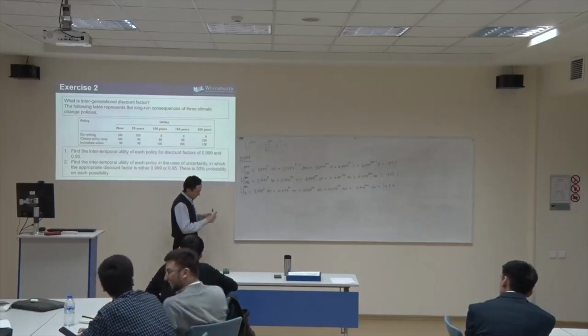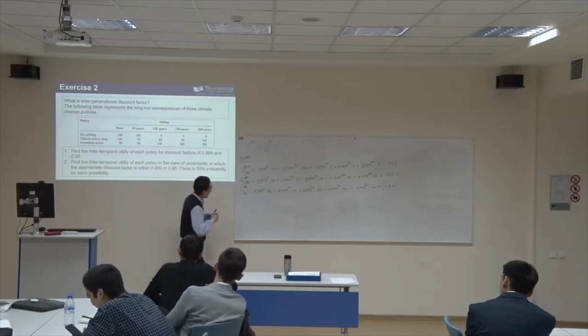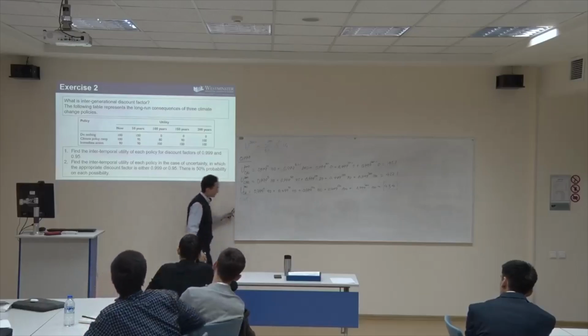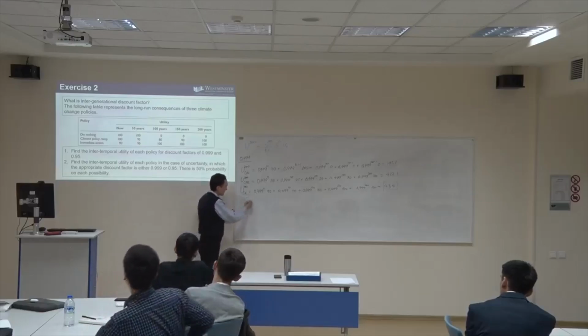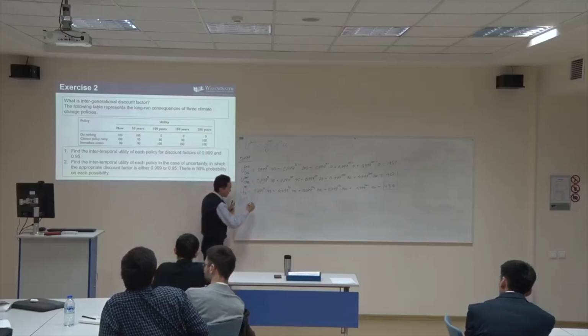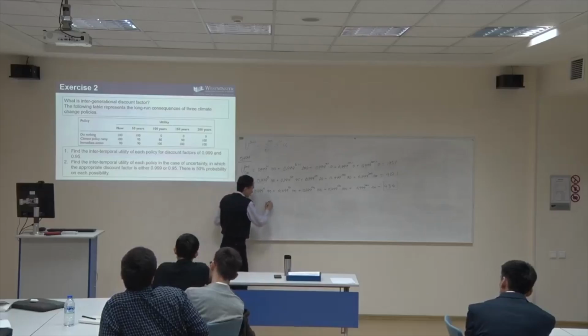So next, students, what if the patience level, delta, is 0.95? Delta is 0.95, okay? Now you can apply it. Let me quickly apply it and look at the results, what will happen. So, the utility of do nothing for 200 years.